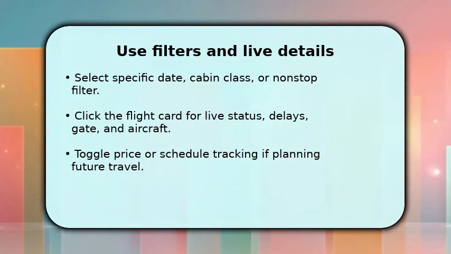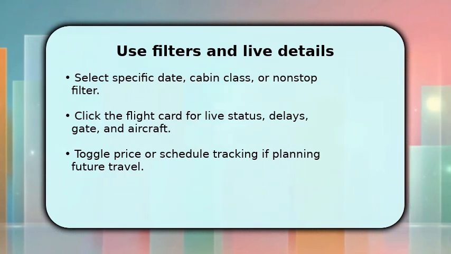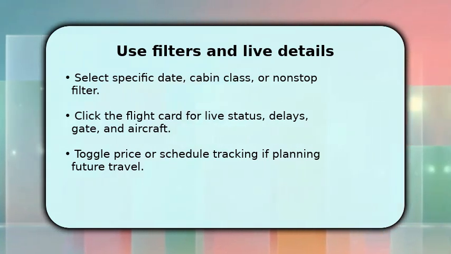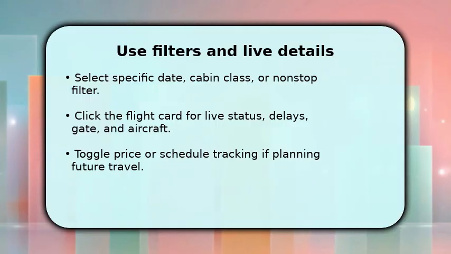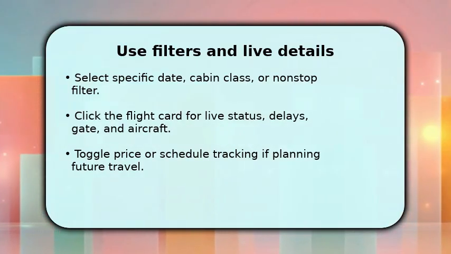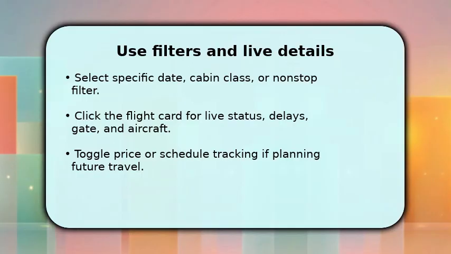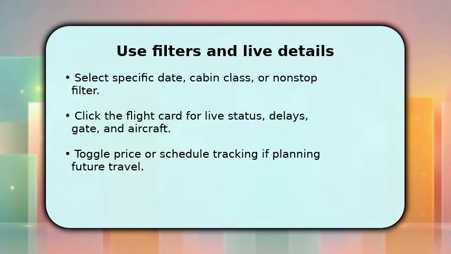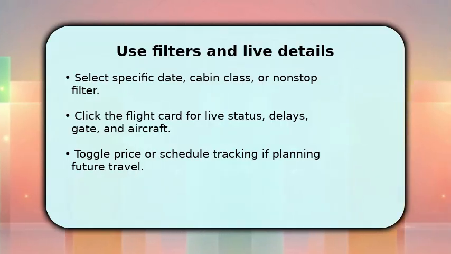Now dive into the flight card to get live details. Click the result showing your exact flight, and you'll see departure and arrival times, delay probability, gate and terminal, and the aircraft type. Use filters to narrow search by nonstop or specific times when checking multiple options. This reduces false positives. If you're monitoring prices or a future schedule, toggle tracking options in Google Flights so updates appear in your account. This helps you watch both operational status and cost changes efficiently.